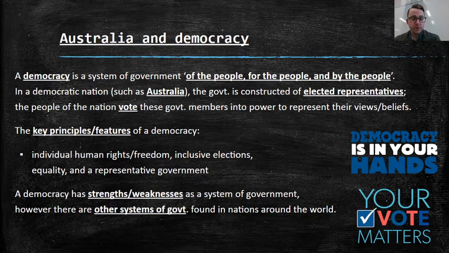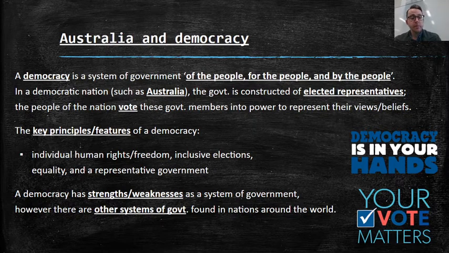So if I feel very strongly about fighting climate change, I'm going to vote for a politician, an elected representative, who is going to work to fix climate change. If someone feels very strongly about refugee rights and asylum seeker rights, they're going to vote for people who will then represent their views and beliefs.